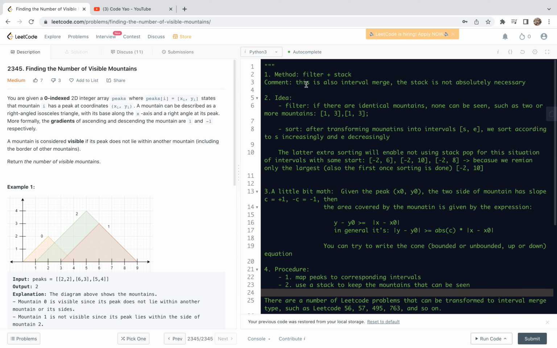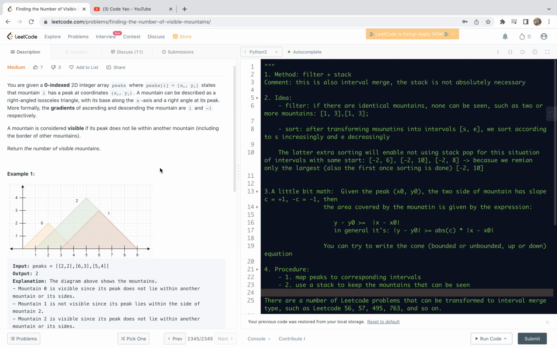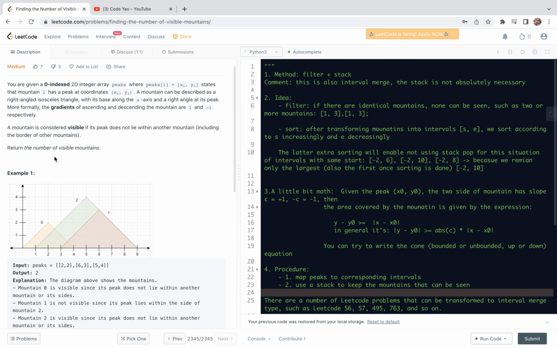Here I would say in this problem, the stack container is not absolutely necessary. But if the problem requires us to return the mountains that can be seen, this method or this format of solution will be convenient.